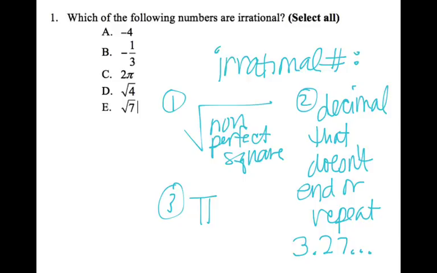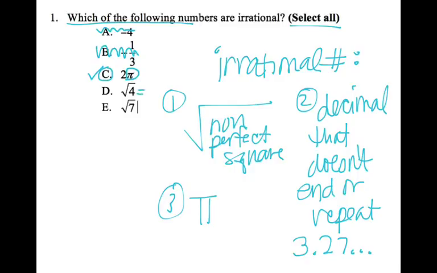It says, which of the following numbers are irrational? So when it says which of the following, and then it says select all, that means there's more than one. So let's go through. We're looking for square roots of non-perfect squares, decimals that don't end, pi. So if we look at A, it is an integer, so it's out. B is a fraction. A fraction is always a rational number. C has pi involved, so C is one of our answers.